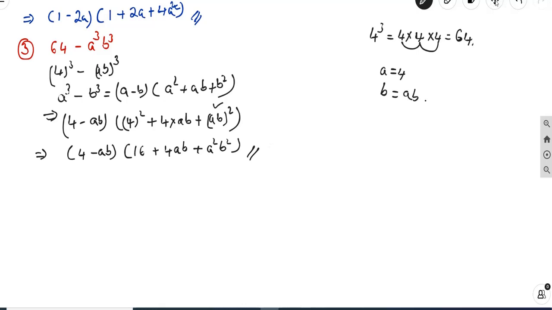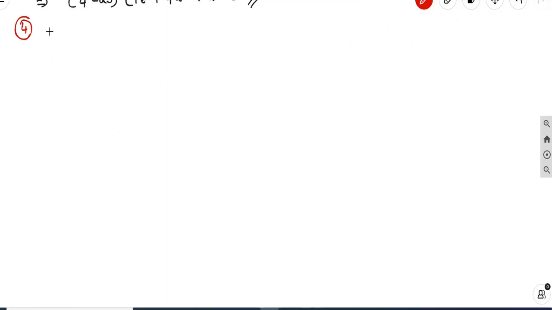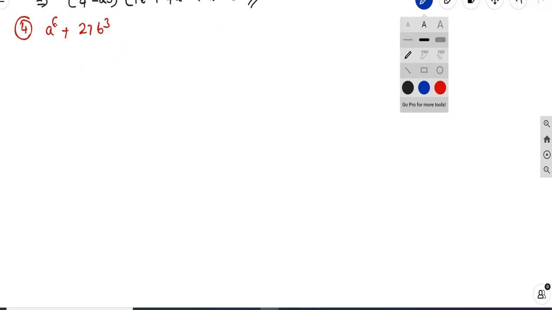So we'll go for the next problem, problem number 4. We'll write it as a to the power of 6 plus 27 b cube. So we have to put it in the form of something to the power of 3. I cannot take anything common here in both terms, so I cannot remove anything outside and make it a to the power of 3.